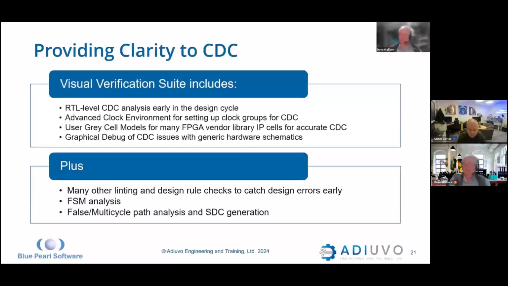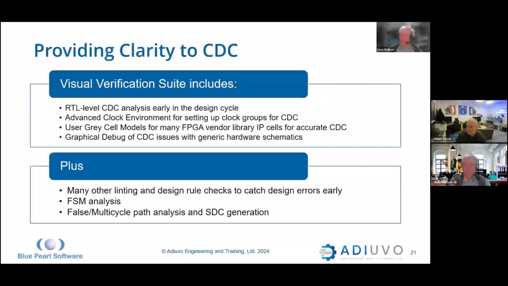Again, the intent of our tool is to be able to catch design errors early in the design cycle, so that you're spending your time in synthesis and simulation on things that don't have CDC errors in them, and can proceed to higher value simulation efforts rather than having to respin all the time.